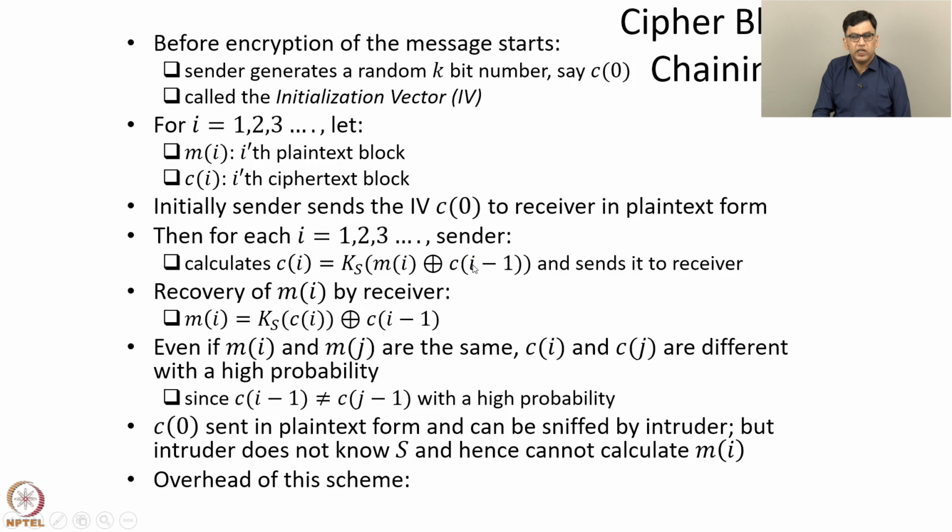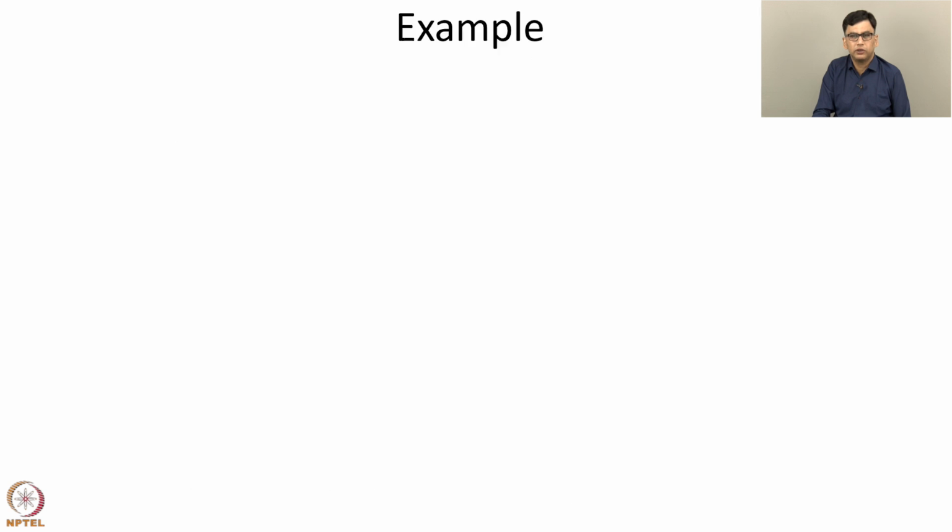So the overhead of this scheme is only one extra k-bit number needs to be sent for an entire message. So that's a very low overhead. Typically, a message would consist of a large number of blocks of k-bits each, but the overhead is a constant. It is just k-bits regardless of the length of the message. So hence the overhead is not much.